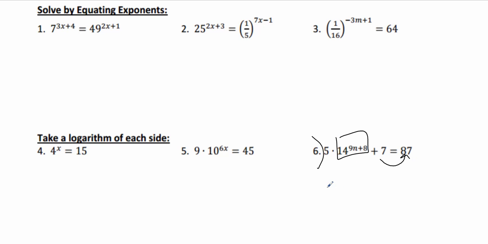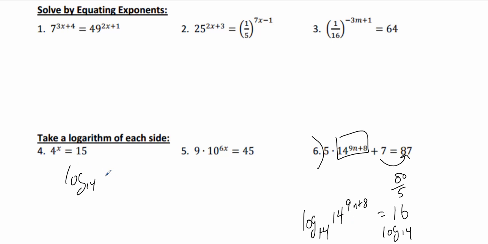Okay, I have the box around that. So I brought the 7 over, which is 80, right? Brought it over, it's an 80. Then I got to divide by that 5, which makes a 16, is equal to 14 to the 9n plus 8. Well, now I have my base and my exponent isolated, so I'm going to introduce log. Well, hopefully you introduce log base 14 to both sides, log base 14. Okay, so now let's rewrite this a little over here. I got log base 14 of 14 to the 9n plus 8 equals log base 14 of 16.